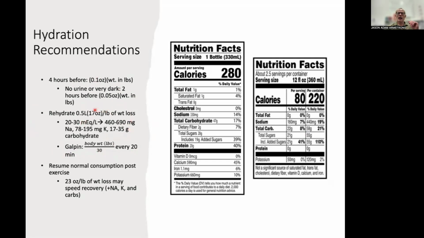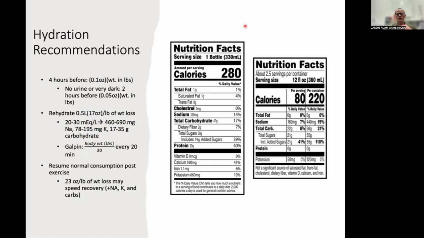That hydration fluid, though, so that's about 17 ounces per pound of body weight loss, should also be about 20 to 30 milliequivalents per liter. What that means is that I need some amount of sodium, potassium, and carbohydrate in that fluid as well. So for someone my size, I'd be looking at 460 to 690 milligrams of sodium in that 17 ounces. I'd be looking at 78 to 195 milligrams of potassium and then 17 to 35 grams of carbohydrate.